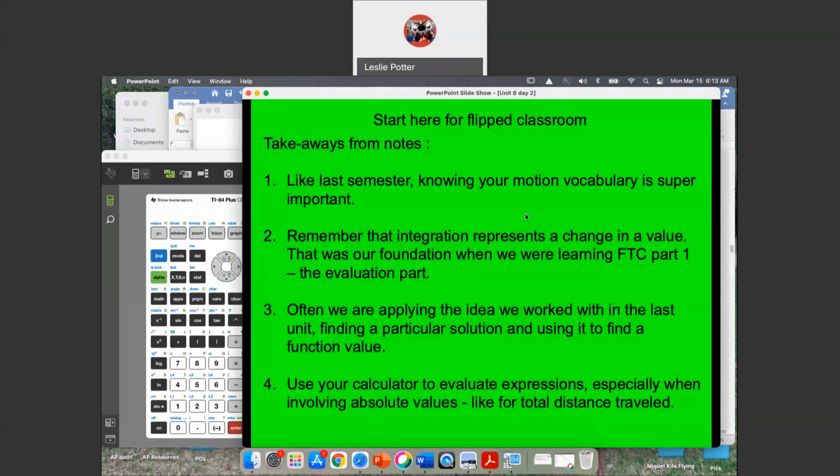Okay, when we get back into the classroom, we'll go through the takeaways pertaining to our motion problems.